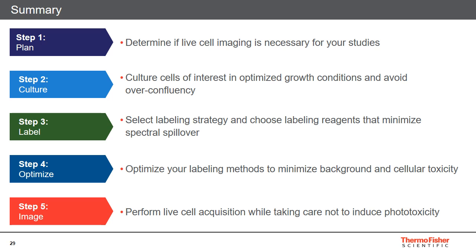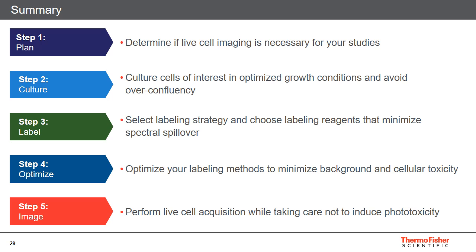The second step is to culture cells and start with a nice healthy culture that is not overconfluent and that is growing in optimized growth conditions, both in terms of environmental conditions and culturing media. And then really this is where the rubber usually hits the road, at step 3, when it comes to labeling and optimizing and imaging.